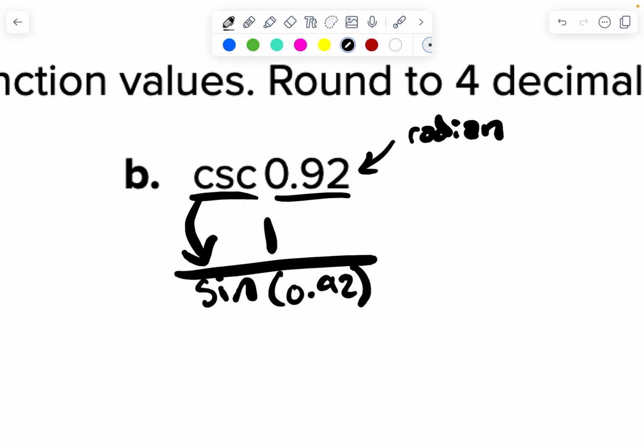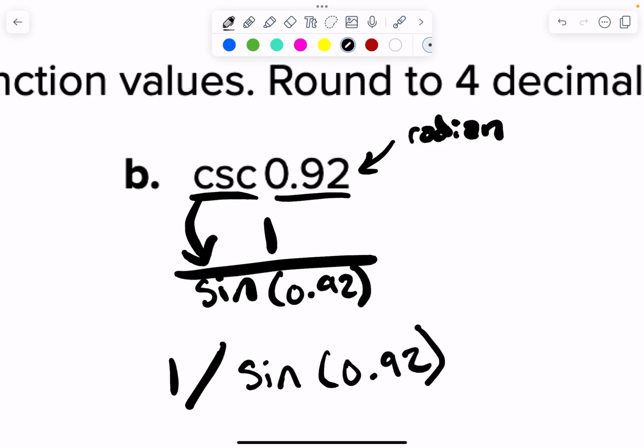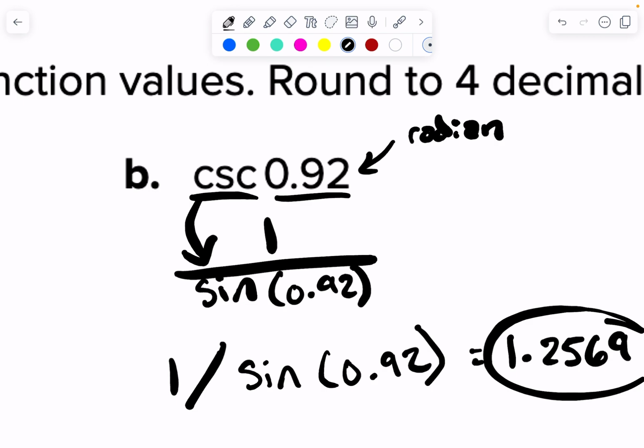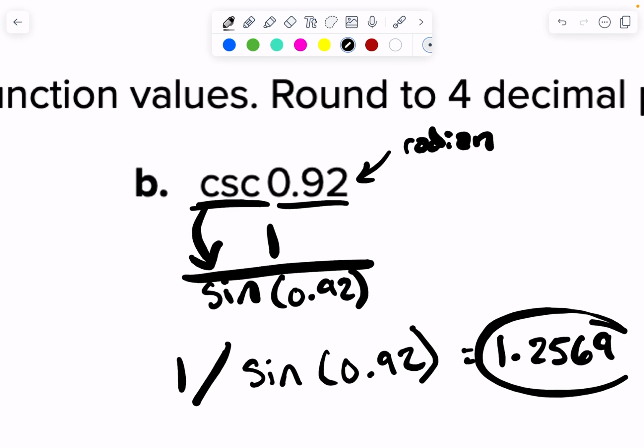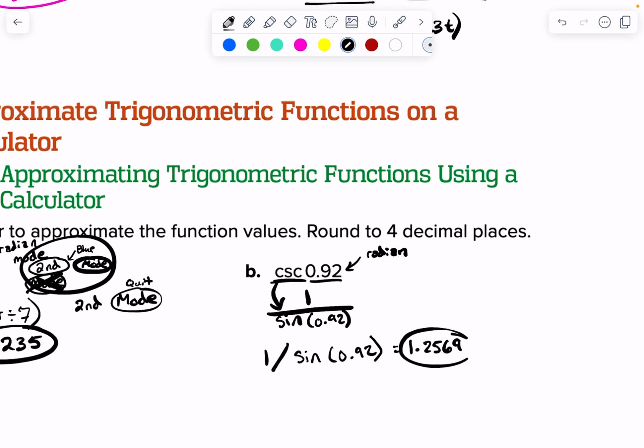So on your calculator, we need to make sure we're still in radian mode. We're going to do 1 divided by, and this is exactly what I'm putting on my calculator. It does one of these dash symbols. 1 divided by, and I'm going to type in sine. It opens up a parentheses, 0.92. And I get 1.2569. That's what you should get if you are in radian mode. So cosecant, secant, cotangent, we don't have a button like that on our calculator, so we do 1 over, and that gives us what we want.